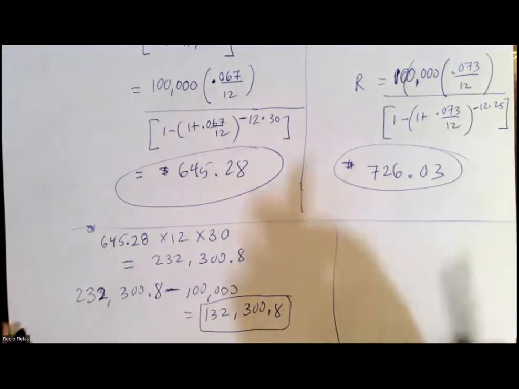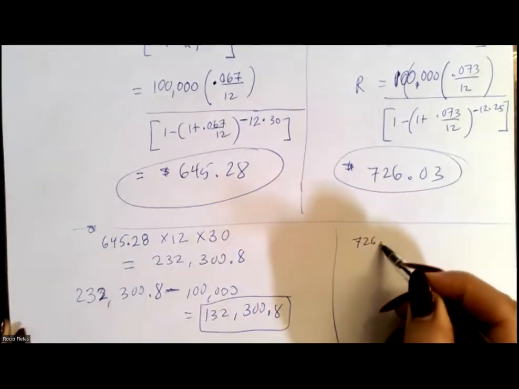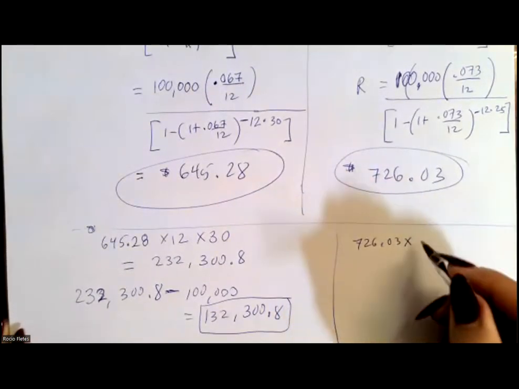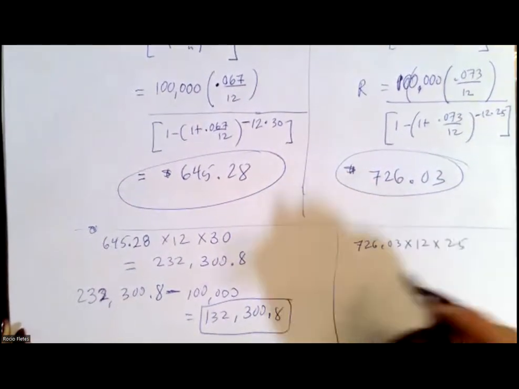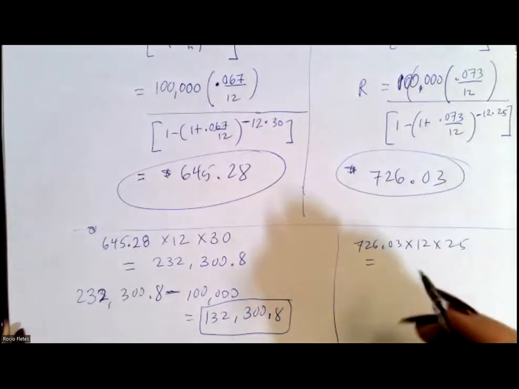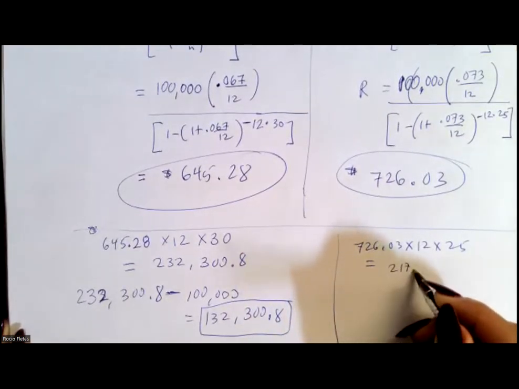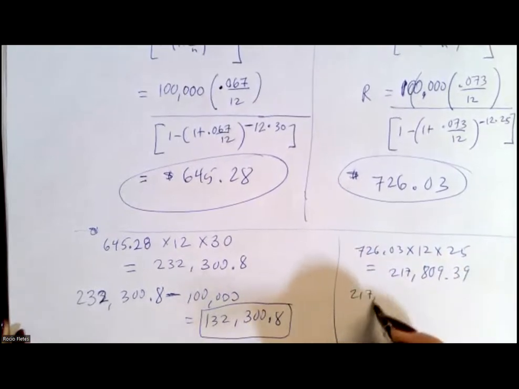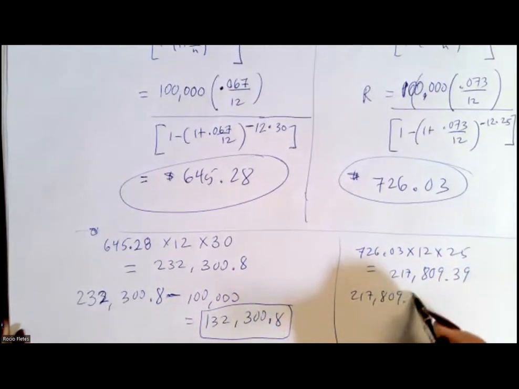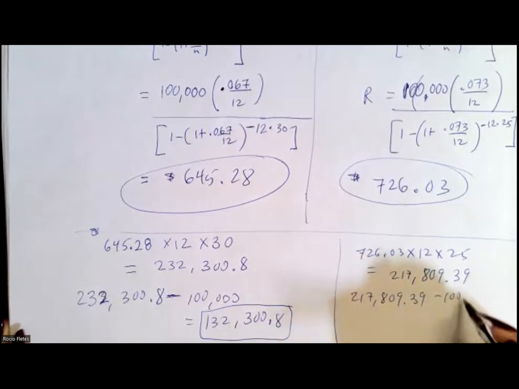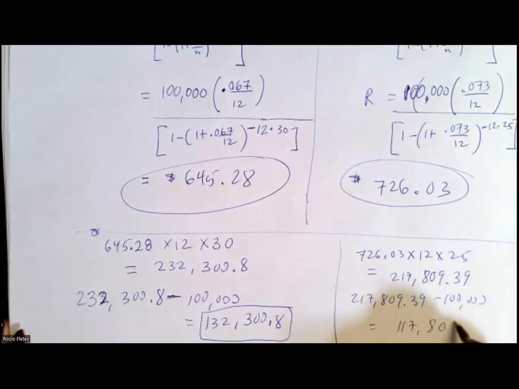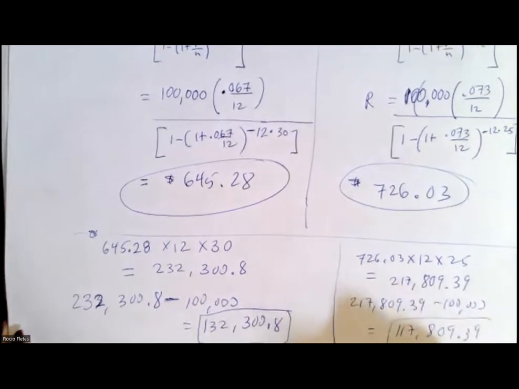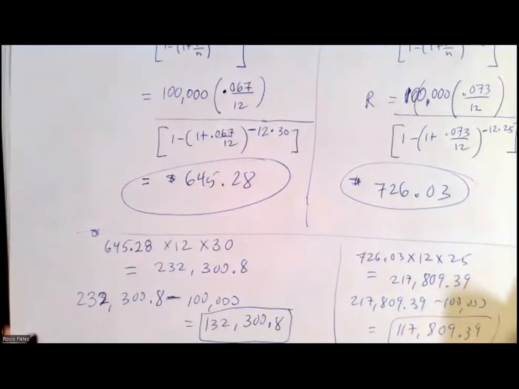You're going to do the same thing here. 726.03 times 12 times 25 gives you a total amount of 217,809.39. If you take 217,809.39 and subtract 100,000, you get total interest of 117,809.39. This is just interest only.